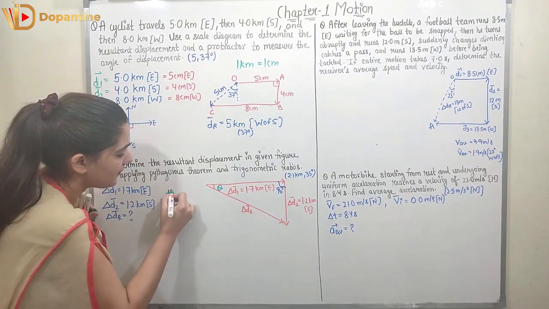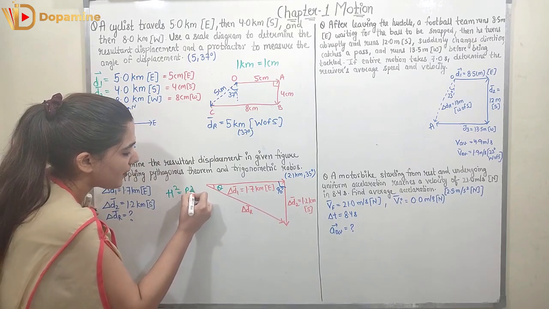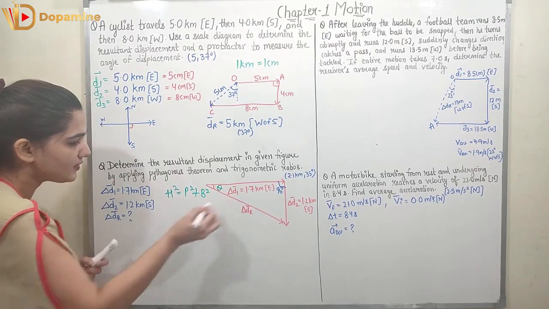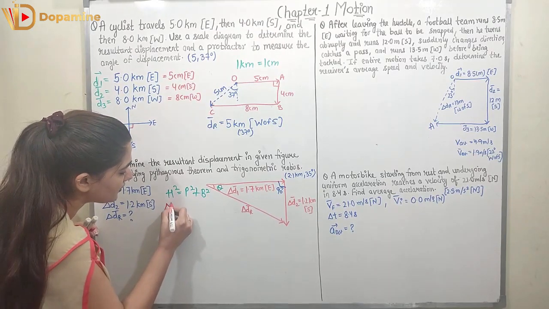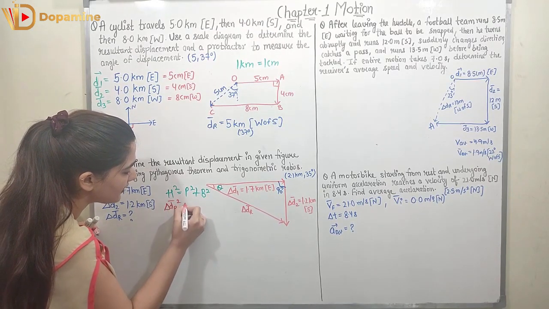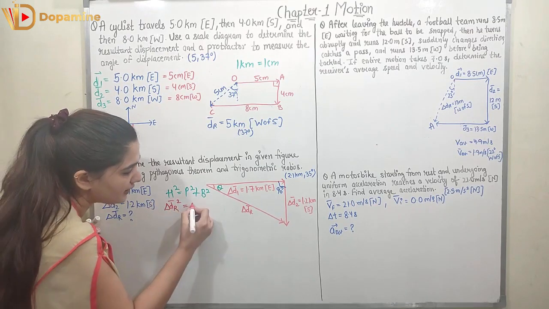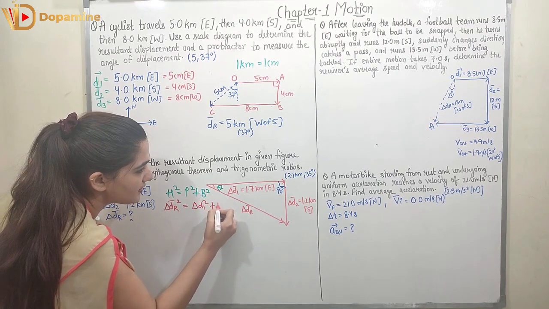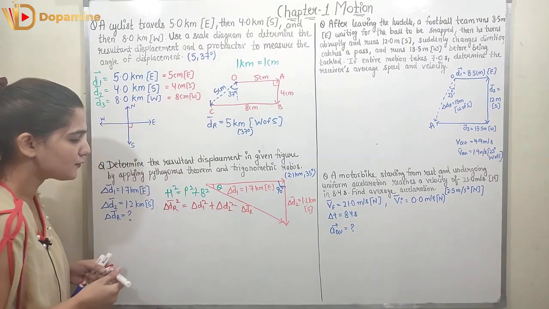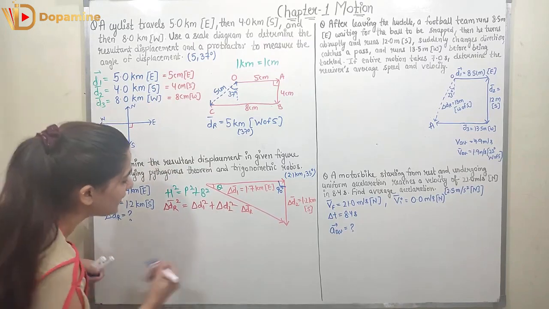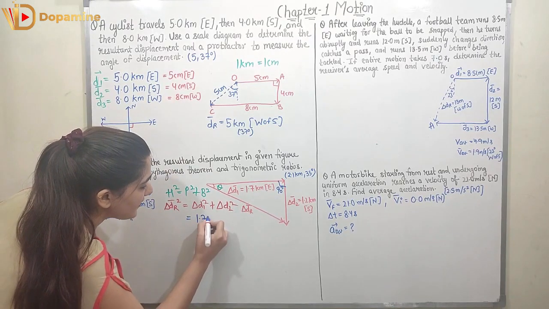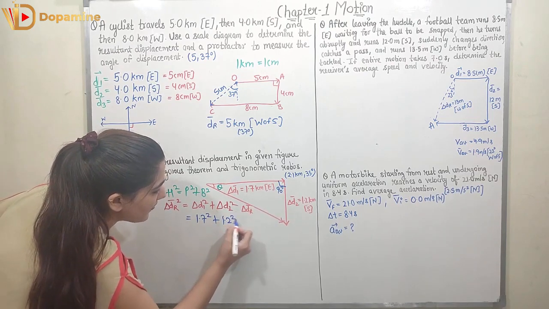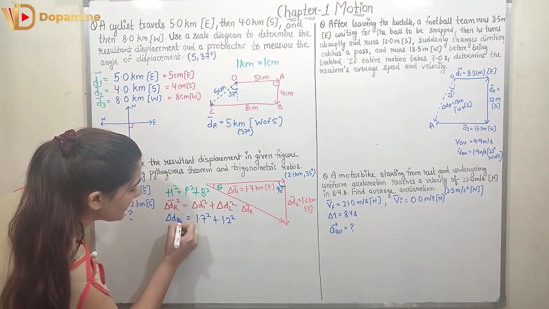According to the Pythagoras theorem, hypotenuse square is equal to perpendicular square plus base square, right? This identity we know. Now what is the hypotenuse here? The hypotenuse is delta dr. So delta dr square, we are just talking about the magnitudes, right? So it will be equal to delta d1 square plus delta d2 square. We know delta d1 is 1.7, so we have 1.7 square. Delta d2 is 1.2, so we have 1.2 square. It is equal to delta dr square.